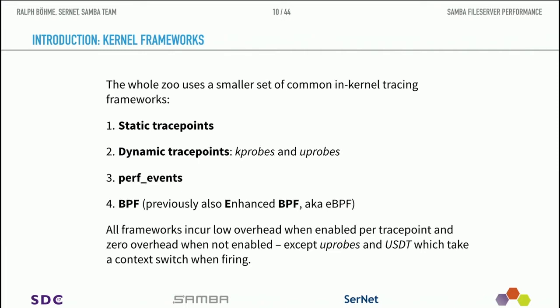The nice thing about all this is that, compared for example to the venerable ptrace, which sucks performance-wise, all these are low overhead when enabled per trace point and zero overhead when not enabled per trace point. Except, and that's the bad news, for uprobes and user space statically defined trace points, USDT, which is of course what is of interest for Samba, because we are in user space, so we're using uprobes and USDT. For those, every enabled trace point results in a context switch into the kernel. That has some overhead that gets noticeable if you trace, for example, all syscalls in an application that makes heavy use of syscalls, for example, Samba. So we have to be a bit careful about that.